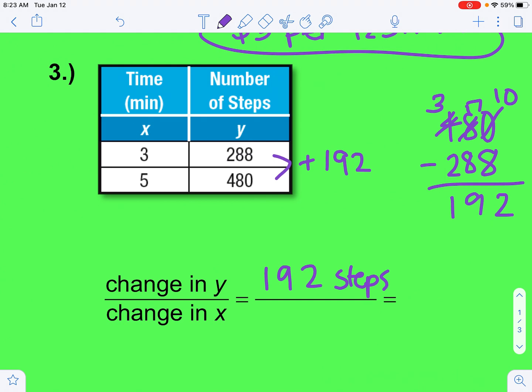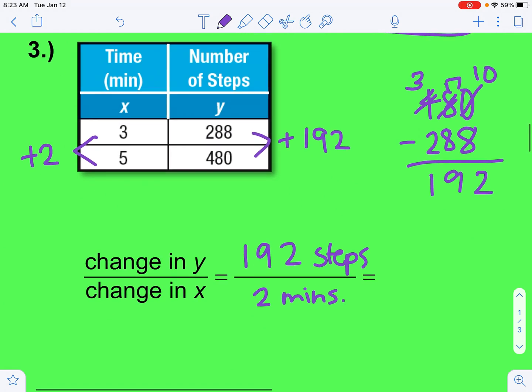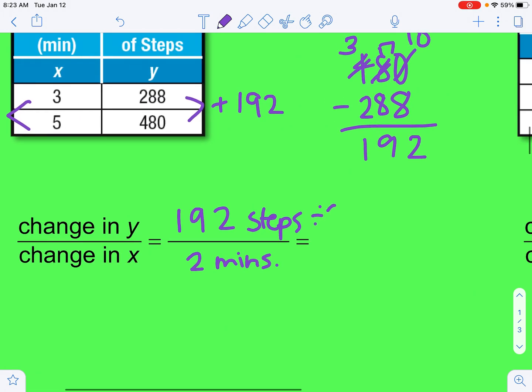And then our change in X, we're going from 3 to 5, and that is going up 2. So we're talking about 2 minutes. Alright, now we have 192 over 2. We want to simplify that so it's easy to understand. So we could divide both of those numbers by 2.